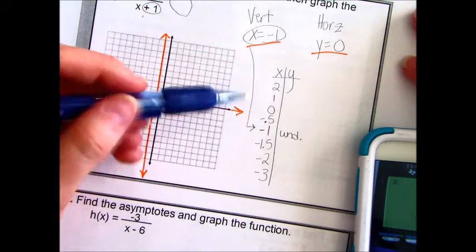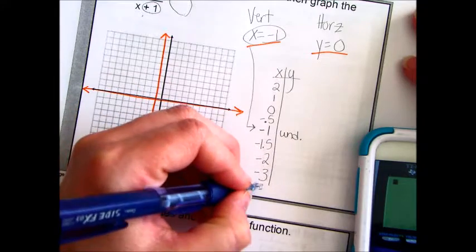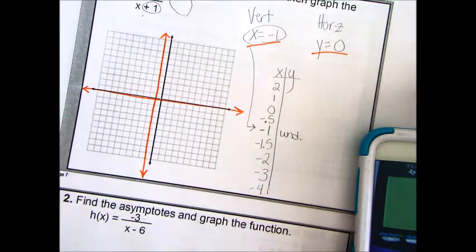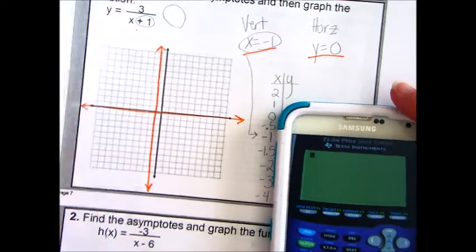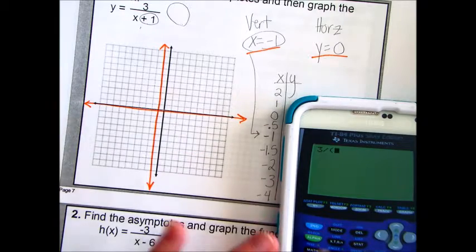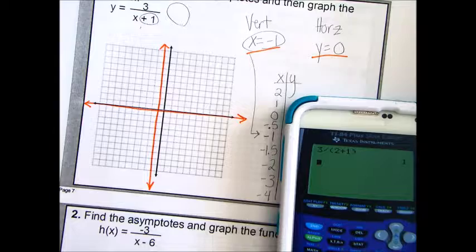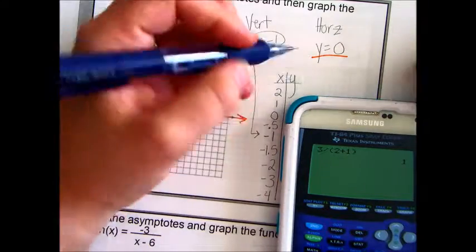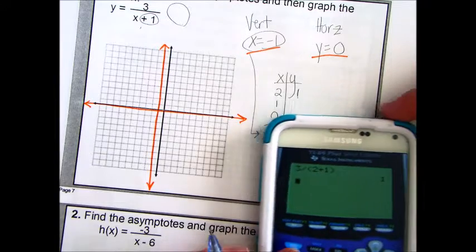Do I have an even amount? 1, 2, 3, 4, 1, 2, and negative 4. I think I wrote my x's backwards, but it doesn't matter as long as I'm careful when I plug them in. Please watch carefully as I plug this in. So I'm going to do 3 divided by parenthesis, I'm going to plug in 2, 2 plus 1. So that gives me 1. And you can always plug more points in if you're not sure what your graph's going to look like.